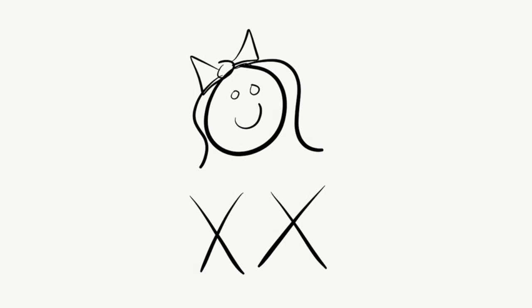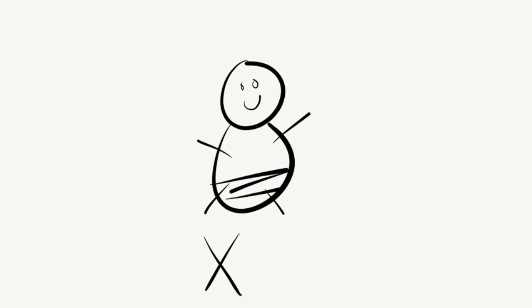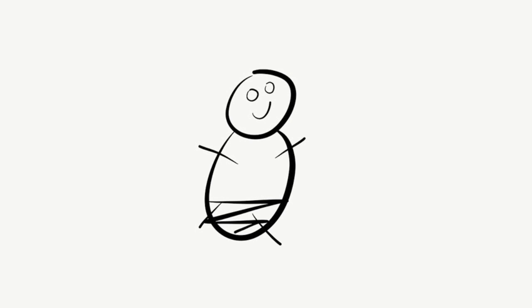During reproduction, each parent donates one allele or letter to their offspring. The only gene that a mother can give is the X chromosome. A father can give the baby either an X or a Y. So, if the baby inherits an X from the mother and an X from the father, the baby will be a female. If the baby inherits an X from the mother and a Y from the father, the baby will be a boy.